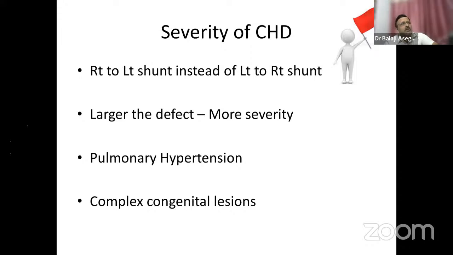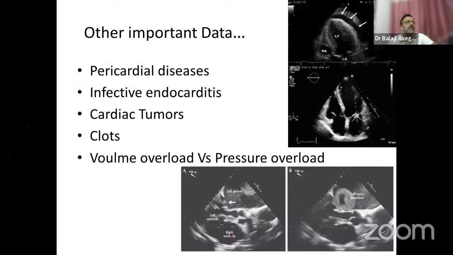The larger the defect, usually the more severe the congenital heart disease. Any presence of moderate to severe pulmonary hypertension is always a severe congenital heart disease. More than one or two lesions, the presence of complex congenital lesions, is always a severe congenital heart disease. So whenever these are the red flags, whenever you see such a report on echocardiography, take it for granted that the patient is going to be a very severe, very high risk patient, and requires special perioperative anesthesia management.